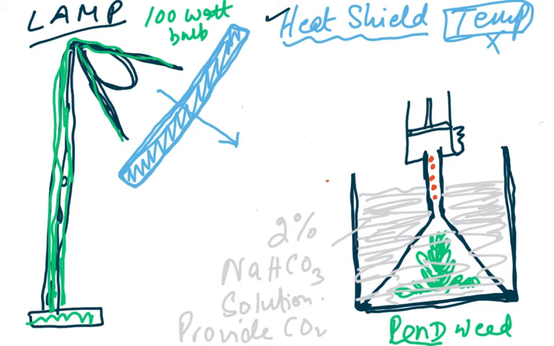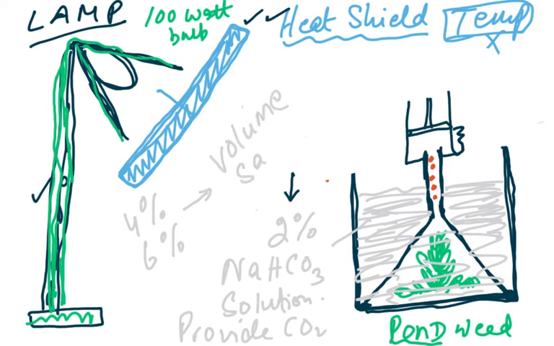Now, the first thing that we're going to do is we're going to keep the lamp in the same place. The lamp stays there. The heat shield stays there. What we're going to change is this. Now, what are we going to change? We're going to first use 2% hydrogen carbonate solution. Then we're going to use 4% hydrogen carbonate solution. Then we're going to use 6% hydrogen carbonate solution. But please remember, important point, the volume must remain the same.